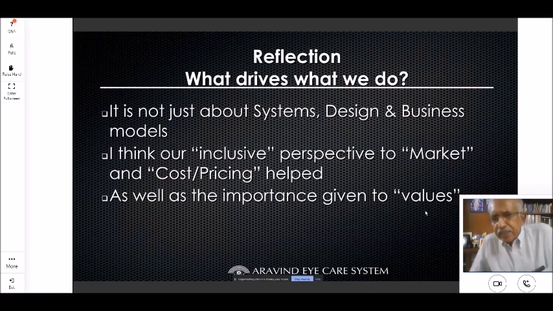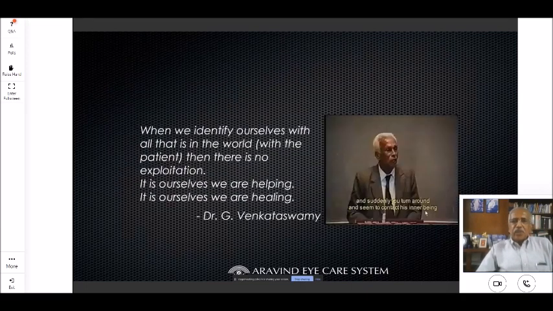In concluding, my reflection is that it is not just the systems that I described that have achieved what we have achieved. It's a lot to do with the perspective to the market, to the cost, and quite importantly, I believe we have built a very value-based organization. I think that's probably more fundamental to this model than anything else. So let me conclude by playing this one video by Dr. V. Hopefully it's audible to everyone.